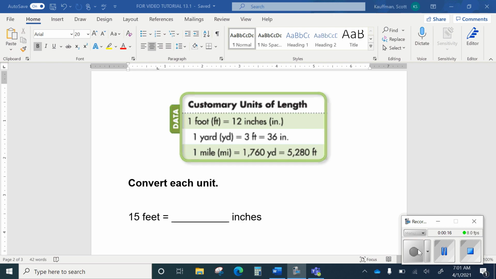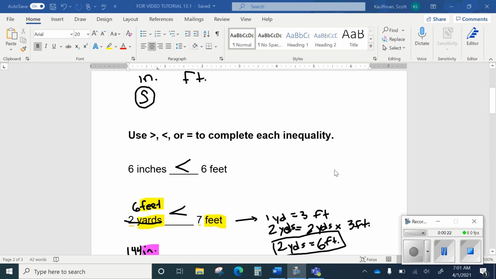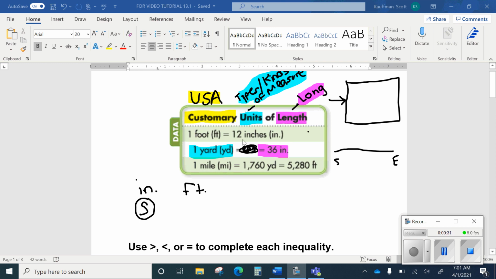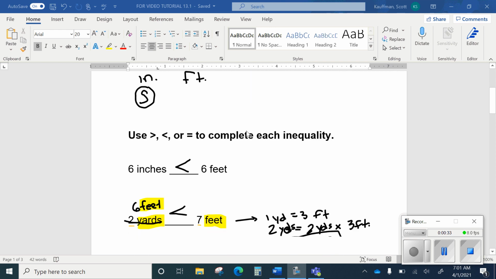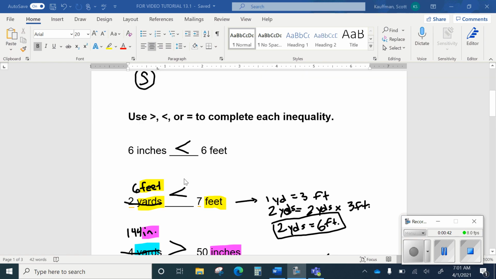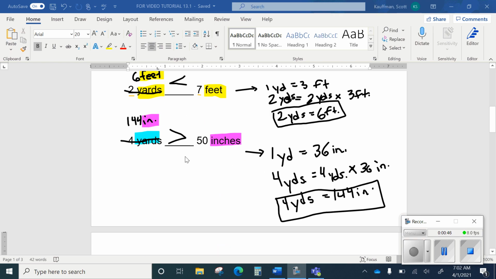So in the first tutorial you saw we did some inequalities, okay? And those inequalities were problems where we had to determine if two measurements were greater than, less than, or equal to one another. And we used this chart that you saw before, and we used the equivalence among two different measurements to figure out whether the two measurements we were given were equal, greater than, or less than one another.